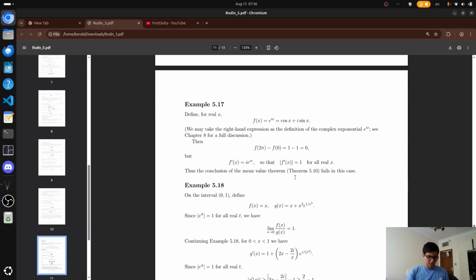Now, one thing that's interesting is that the mean value theorem and L'Hopital's rule may not always work for vector valued functions. It works for real vector valued functions, but not for complex functions.